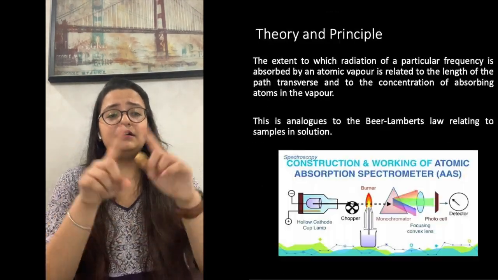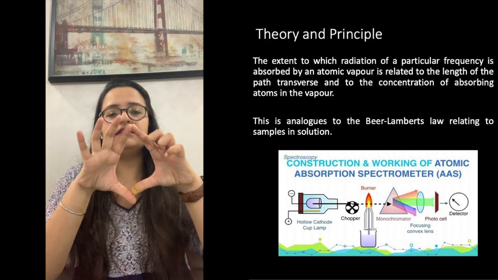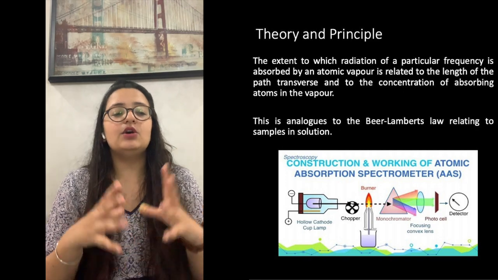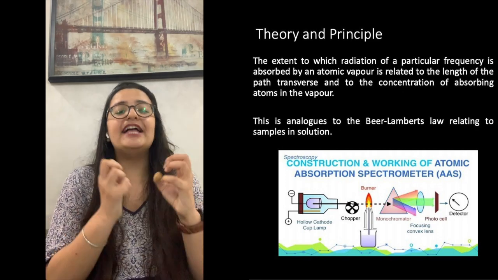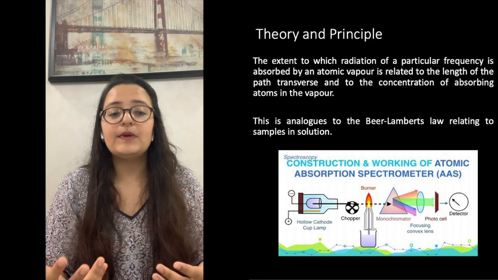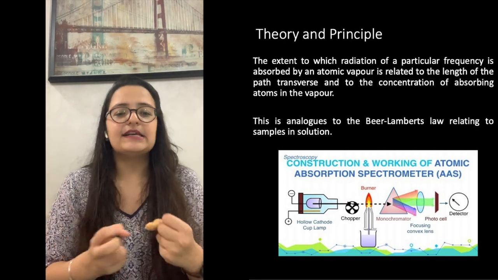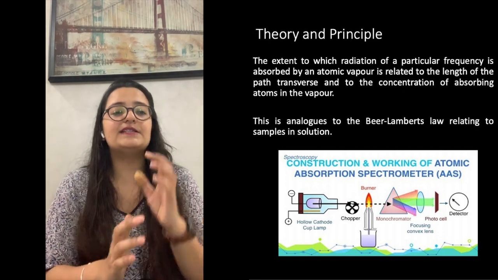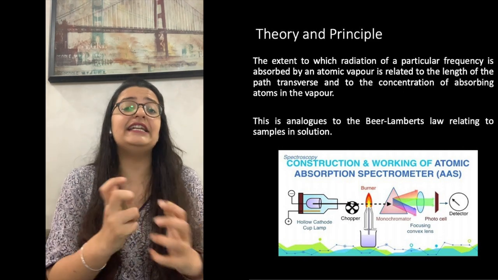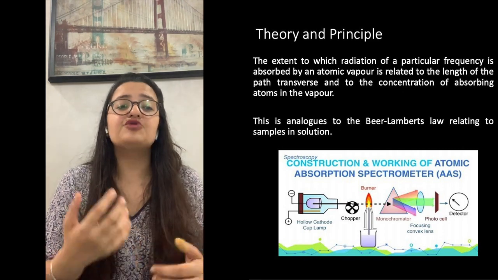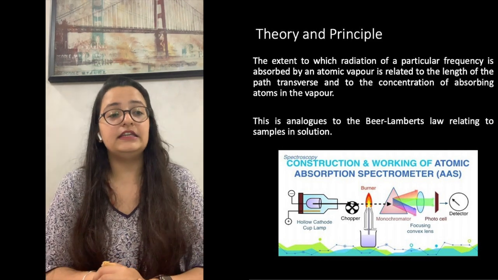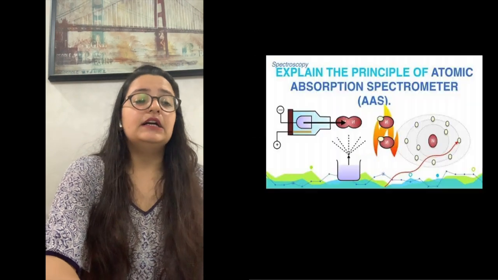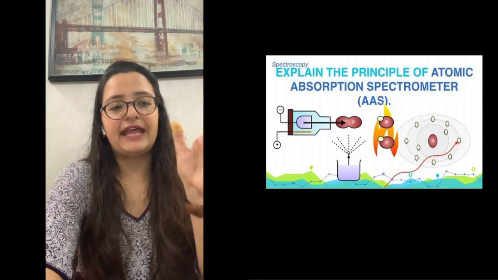You can see the schematic diagram of the atomic absorption spectrometer. You can see the hollow cathode lamp, which is the source, then the chopper, burner, monochromator, focusing conversion lens, photocells, and then the detector. The extent to which radiation of a particular frequency is absorbed by the atomic vapor is related to the length of the path traversed and the concentration of absorbing atoms in the vapor, and it also follows the Lambert-Beer law.